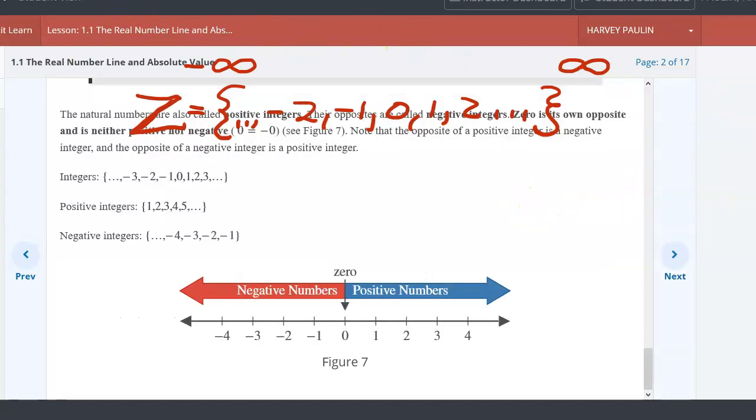And the other part, and you can either sketch one like this or maybe not needed, is that we have 0 in the center, and then to the right are positive numbers, and to the left are negative numbers.